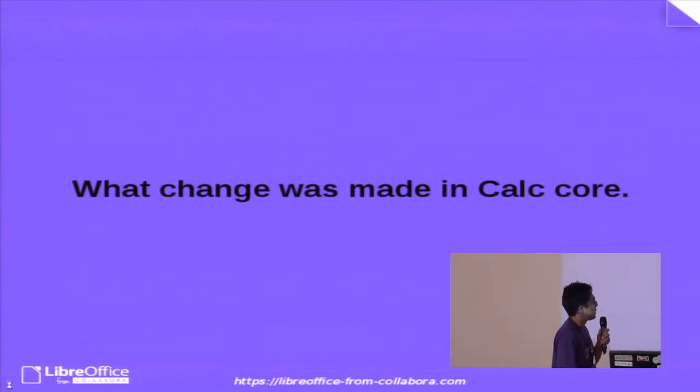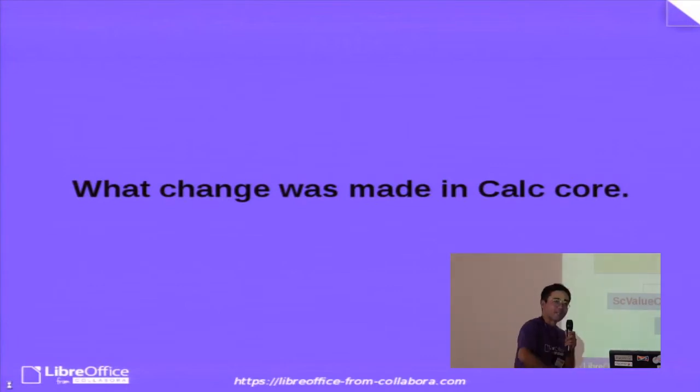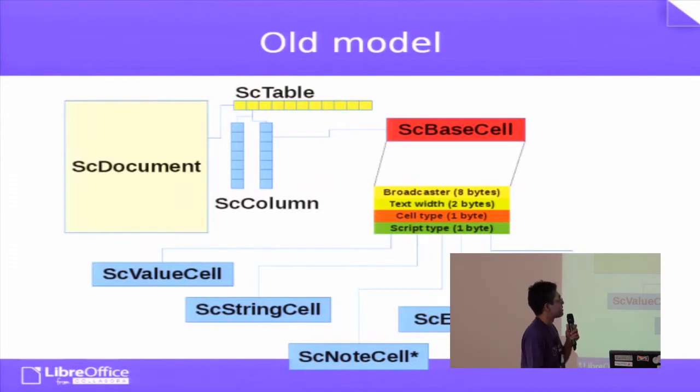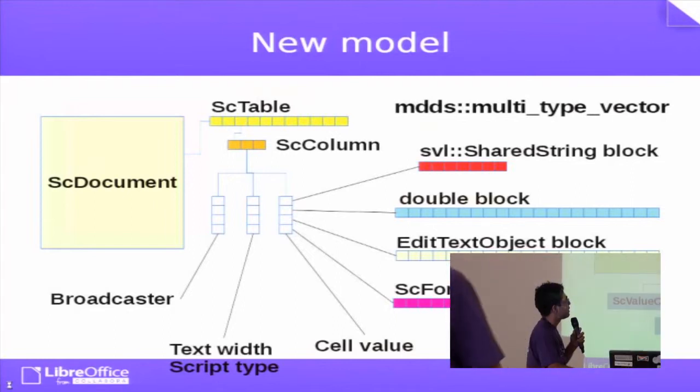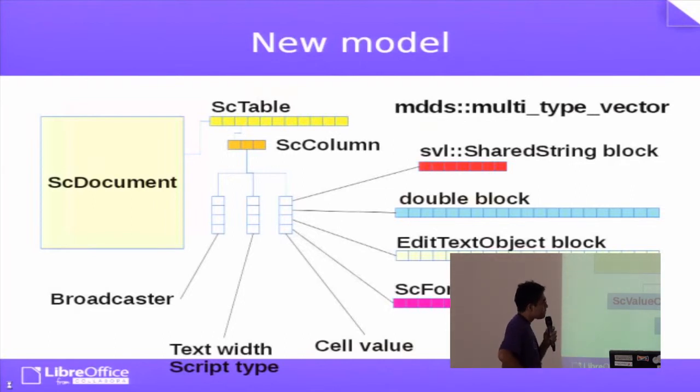First, what change was actually made in Calc Core? I'm actually reusing this slide from last year's conference, so some of you have seen this already. This was the old Calc Core model, which consisted of SC base cell being the cell object. The base cell object had some cell attributes shared between the cell types: a broadcaster, text width, cell type and script type. And there are five different cell types derived from this SC base cell.